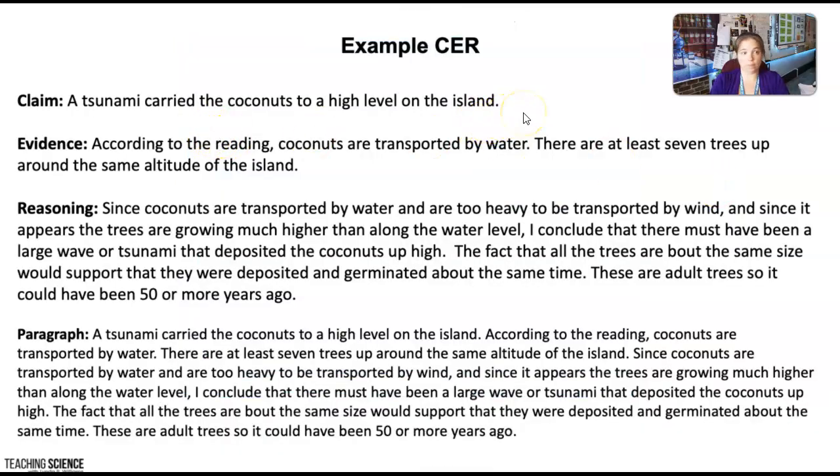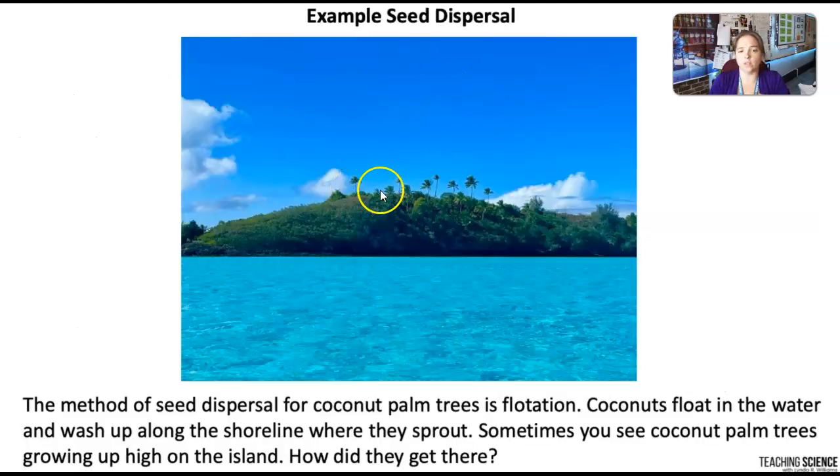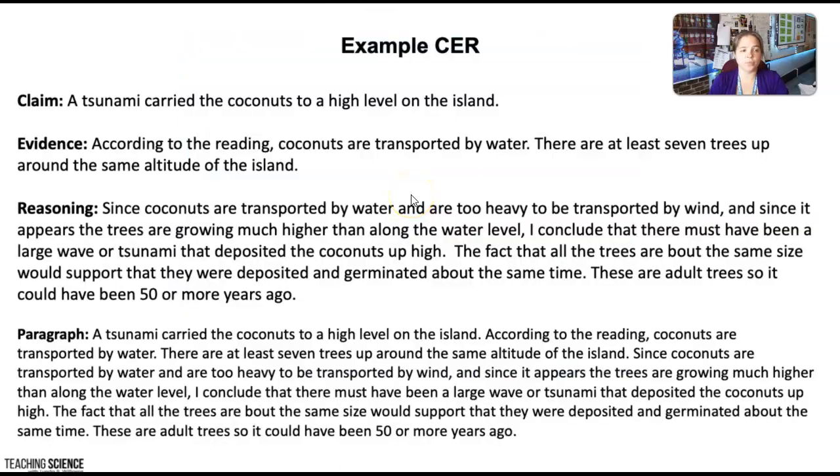Well, here's a claim: A tsunami, that's like a big wall of water, carried the coconut seeds to high levels on the island and dispersed them. Evidence: According to the reading, coconuts are transported by water, and there are at least 7 trees up around the same altitude in the island. So look at that, right around there.